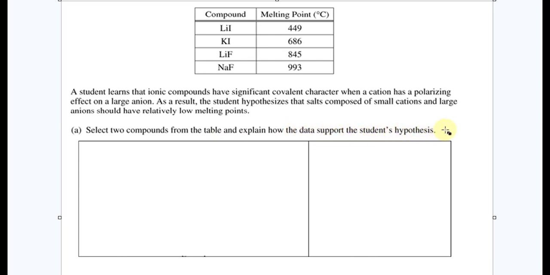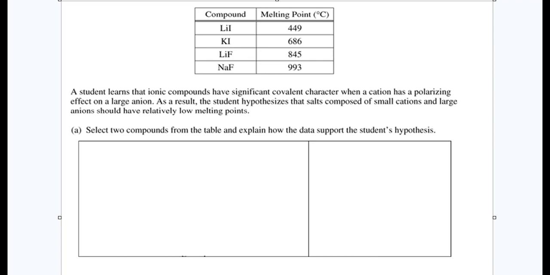Like I said, we've covered the AP Chem curriculum. You know everything here. Everything that you need to answer the question. It says select 2 compounds from the table. Now they said compounds with small cations and large anions have relatively low melting temperatures. Well, okay, I hope you remember atomic sizes. And that's one of the critical things we've learned.